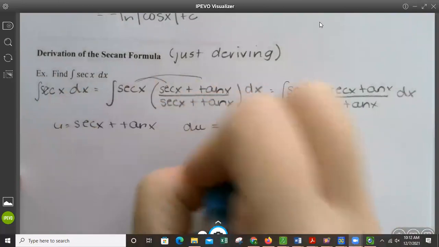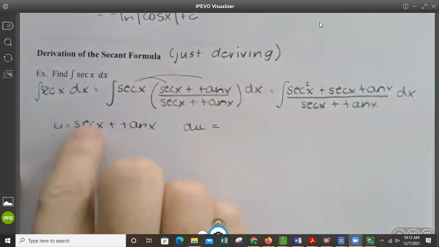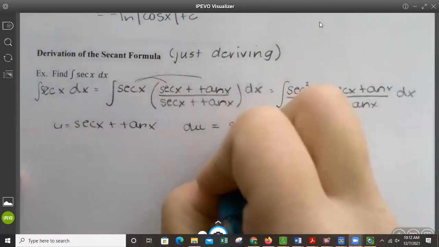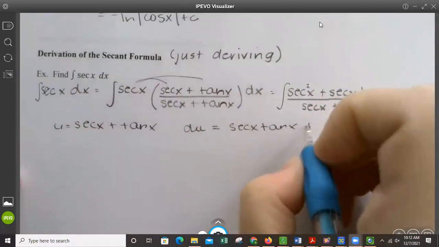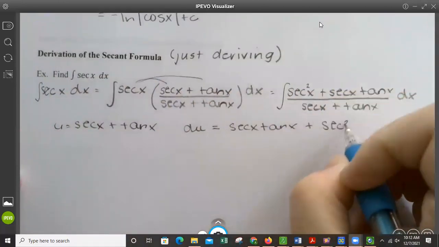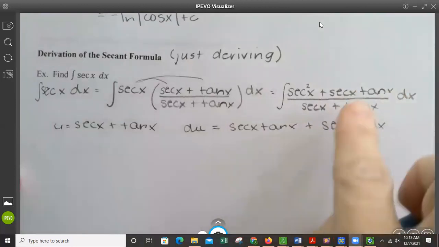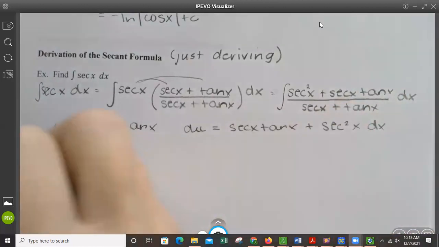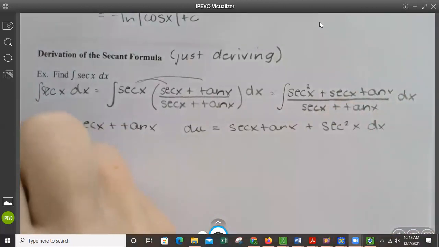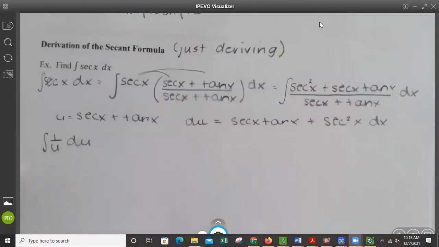Okay, think way back. What is our derivative of secant? What's our derivative of tan x? Notice the top of that equation that we just had a second ago. You guys see that that is your du. So now we've changed it into 1 over u du.